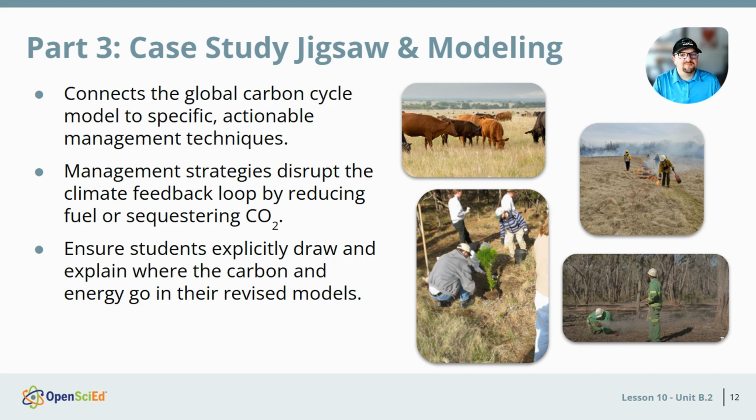And this matters because it allows students to apply the global carbon cycle model from Lesson 9 to specific, actionable management techniques. Our key takeaway is that different strategies alter the system differently, either by reducing fuel size or sequestering carbon dioxide. When I teach this, I make sure to circulate and check that students are using scientific reasoning to link evidence from their text to their revised model, prompting them to label exactly where the carbon and energy are going.